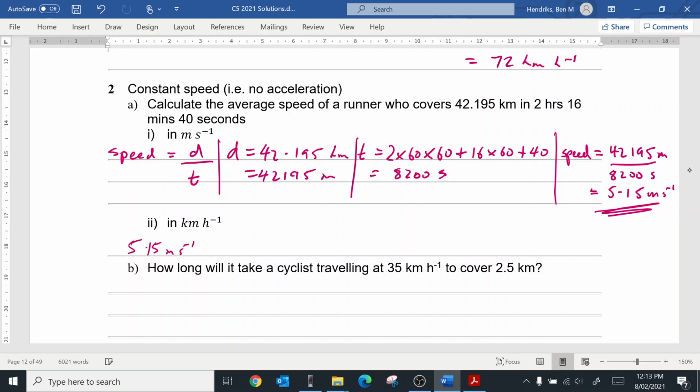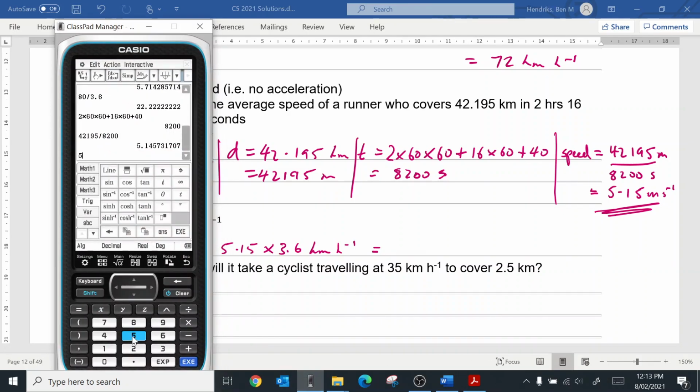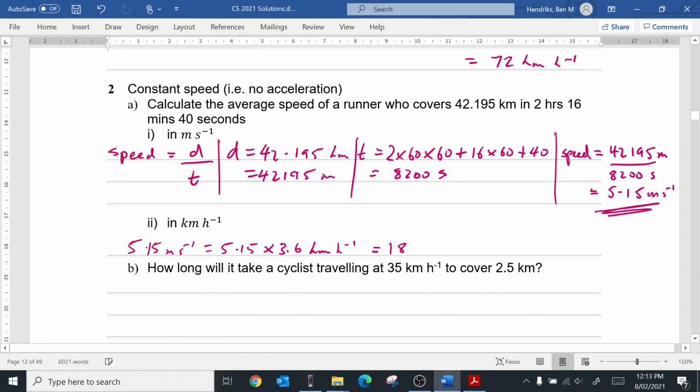5.15 meters per second is equal to 5.15 times 3.6 kilometers per hour. So the average speed in kilometers per hour is equal to 5.15 times 3.6, which is 18.5 kilometers per hour.